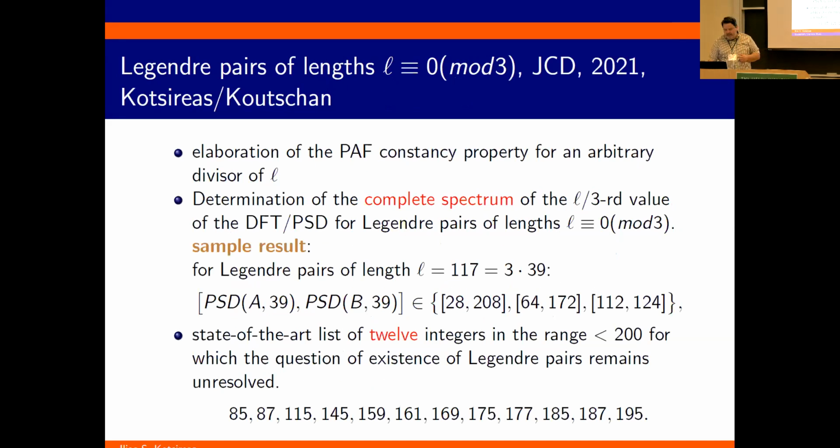So we uncovered this property, and later in this JCD paper with Christoph Koutschan, who is a German mathematician working in Austria, we elaborated this constancy property, and we finally reduced the list of open cases to these 12 cases. Since then two cases have gone, the 85 and the 87, so we are left with 115 and up.